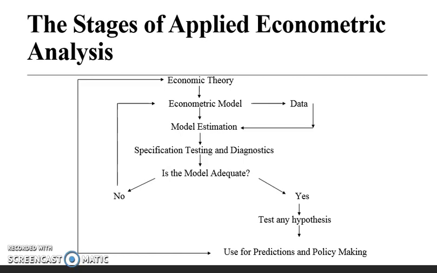are linked with conceptualization. When we convert economic theory into econometric model, this process is called conceptualization. And when we put data on the econometric model, this process is called model estimation. And after our model estimation, we will check whether our model is correct or incorrect. For this purpose, we use two tools, specification testing and diagnostic.